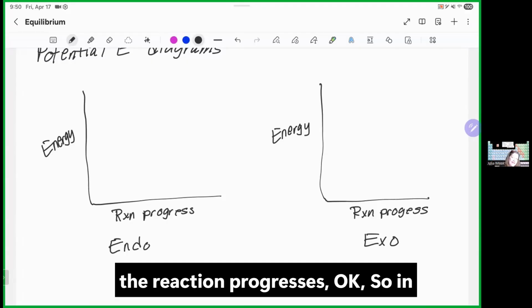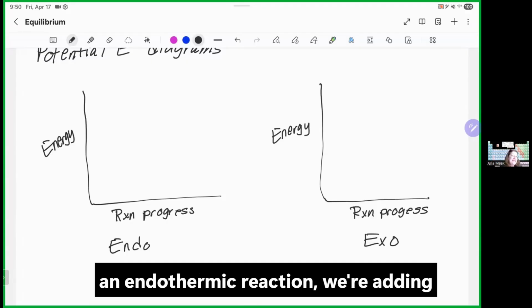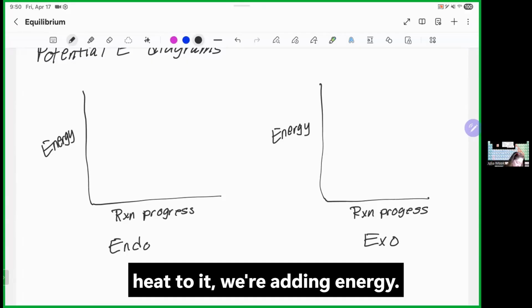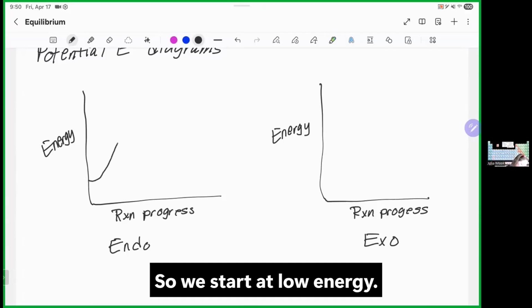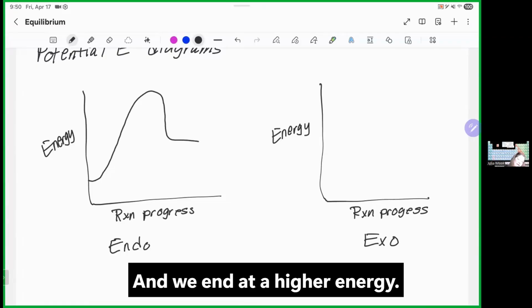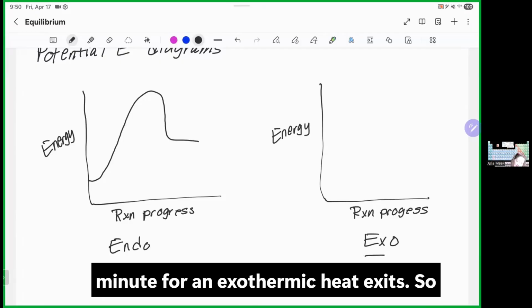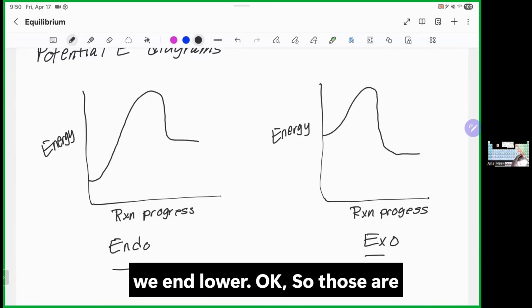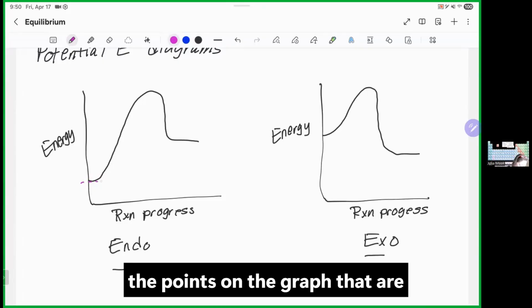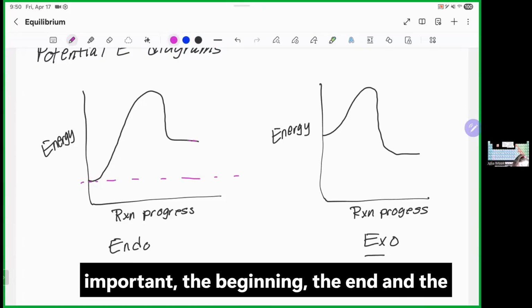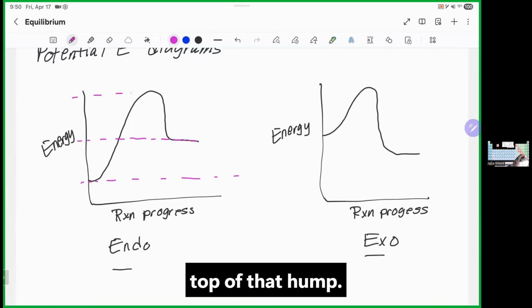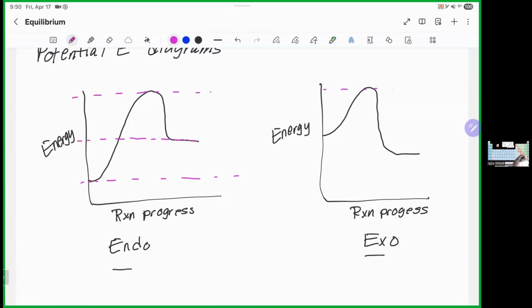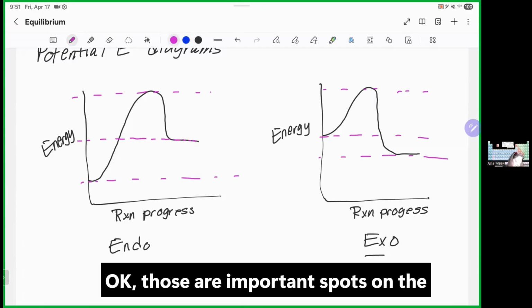Okay. So in an endothermic reaction, we're adding heat to it. We're adding energy. So we start at low energy and we end at a higher energy. We'll talk about that hump in a minute. For an exothermic, heat exits, so we start higher and we end lower. Okay. So those are the points on the graph that are important: the beginning, the end, and the top of that hump. Okay, those are important spots on the graph.